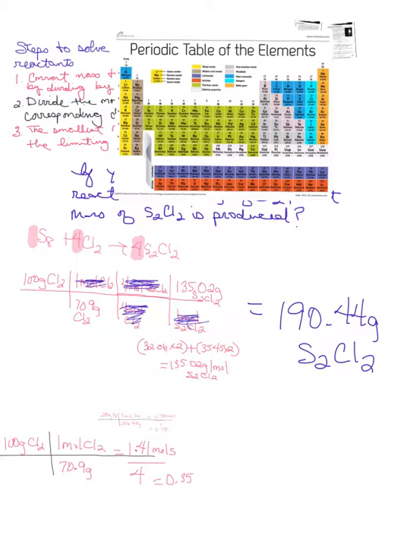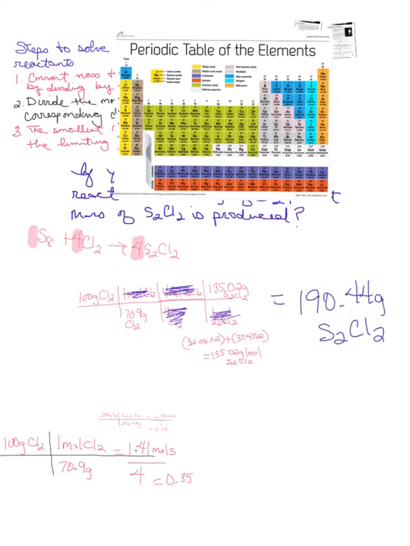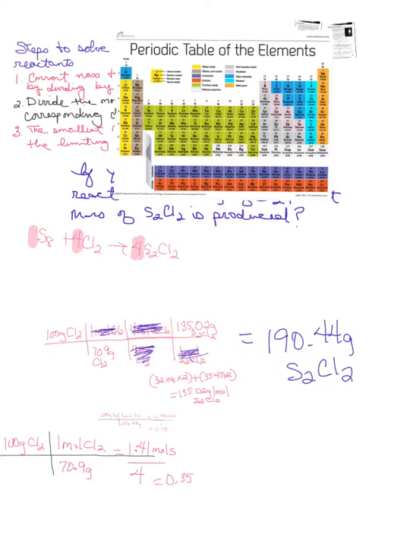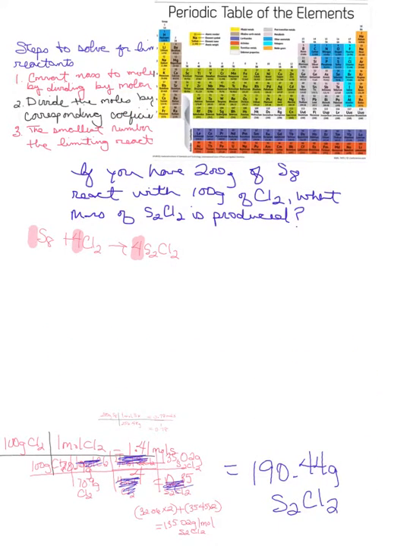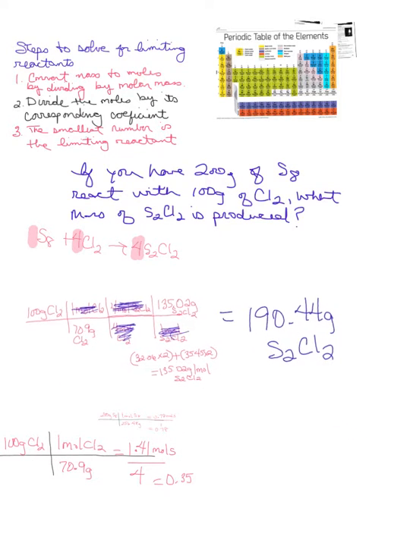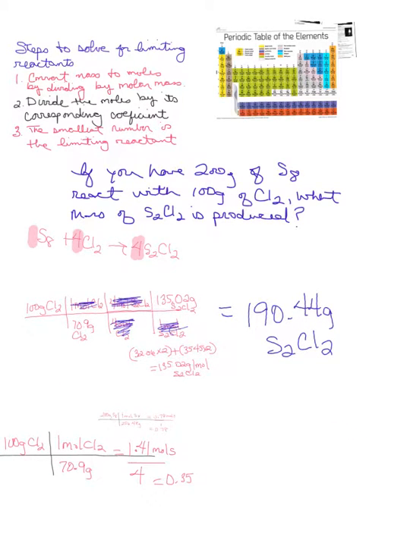All right. I always like my students to put it back into the problem. Let's put it back into the problem. Let's make sure we answered this correctly. Here we go. Okay. My problem said, if you have 200 grams of cyclooctasulfur react with 100 grams of chlorine, what mass of disulfur dichloride is produced? We did our first step, balance the equation.